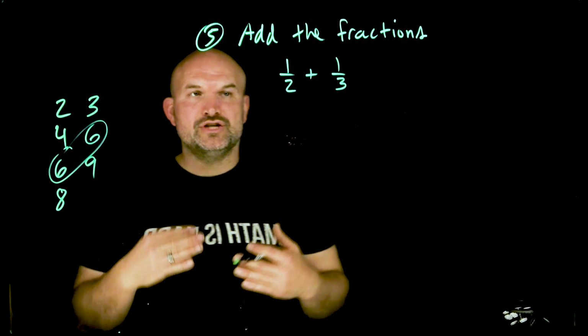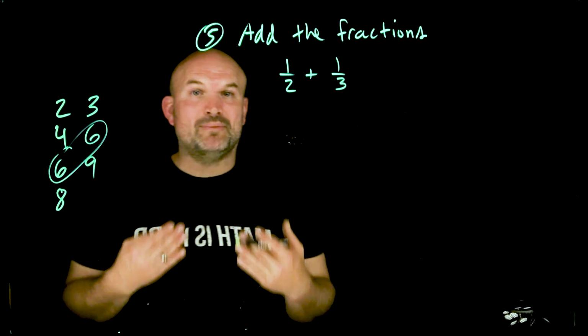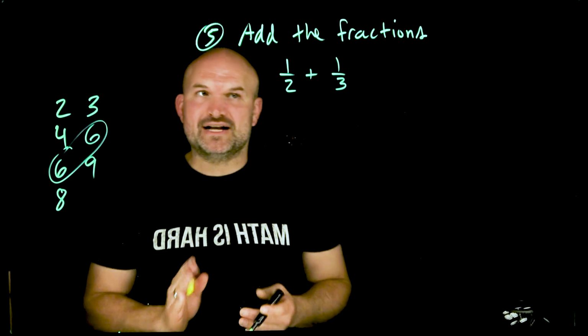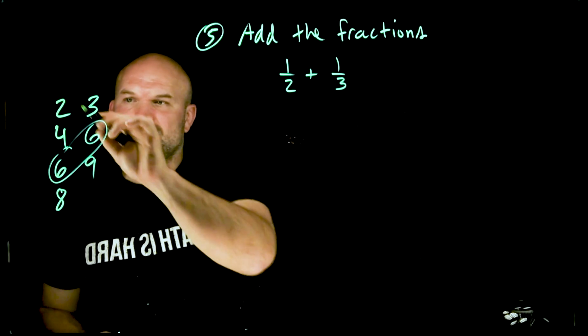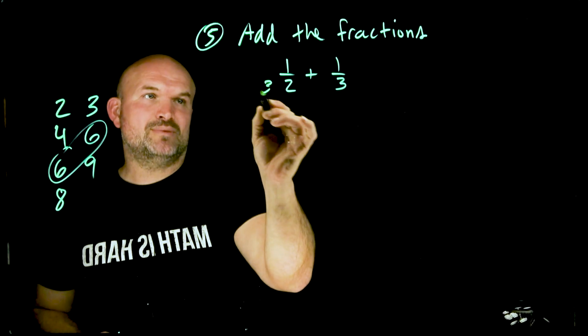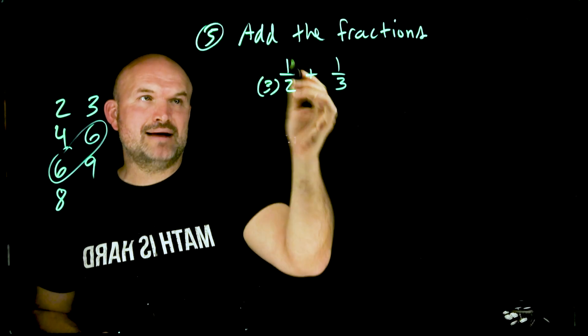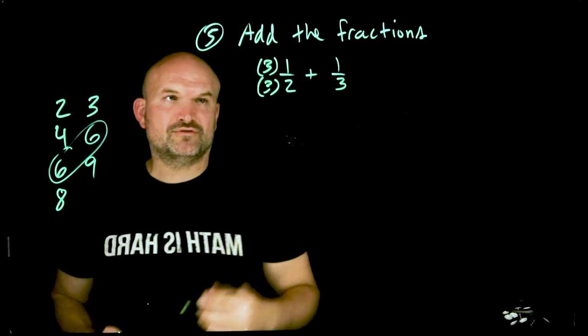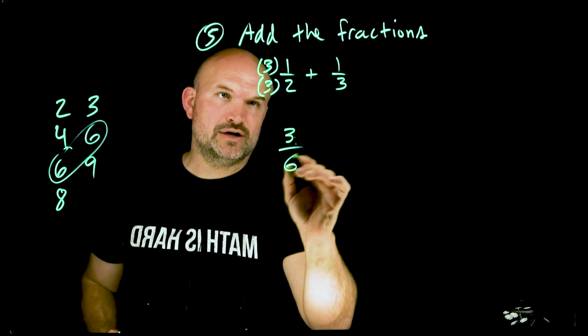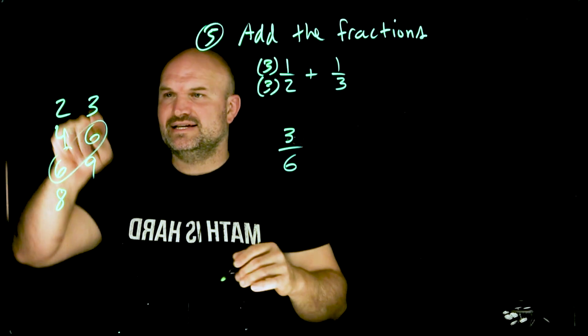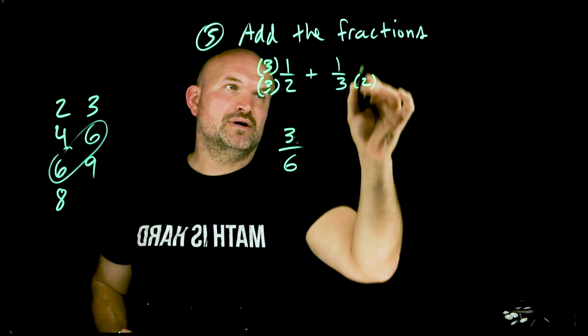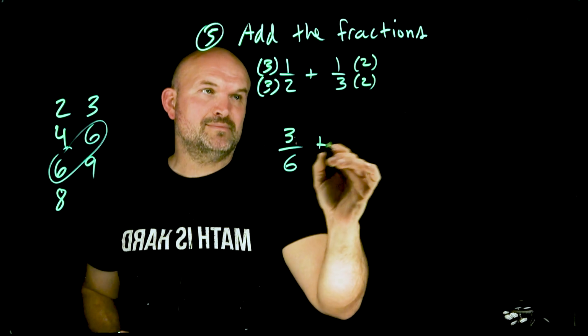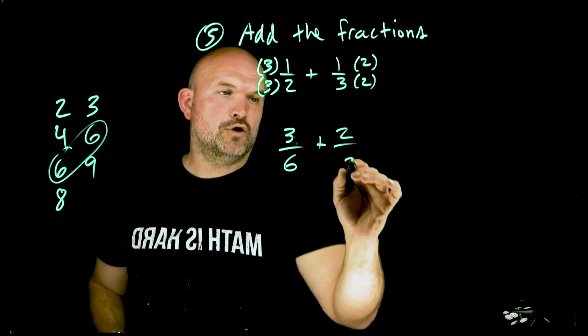So what I need to do is create this least common multiple by creating equivalent fractions. To get from 2 to 6, I need to multiply by a 3. But whatever you do in the denominator, you have to do in the numerator. That's what we call creating equivalent fractions. That's now going to be 3 over 6. And then for 3, to get to 6, I need to multiply that by 2. So I'm going to multiply 2 on the top and the bottom. And now I'm going to have 2 over 6.